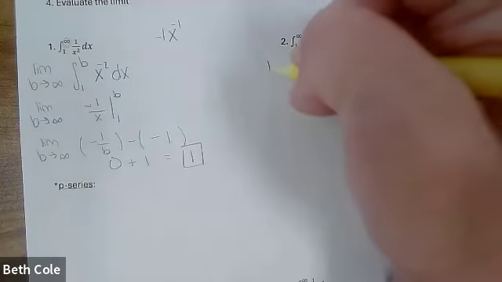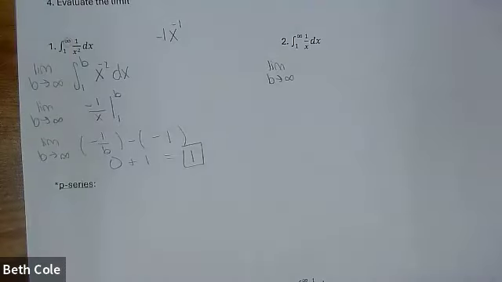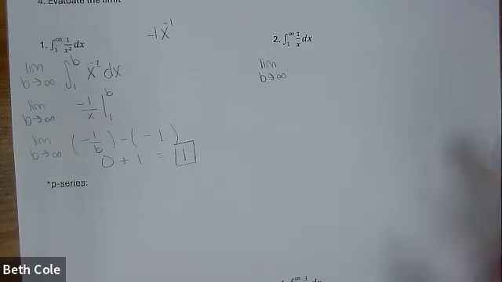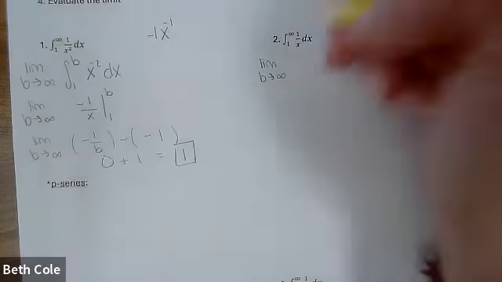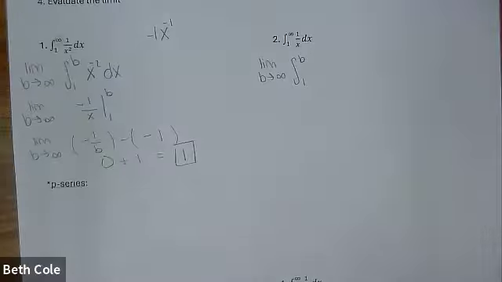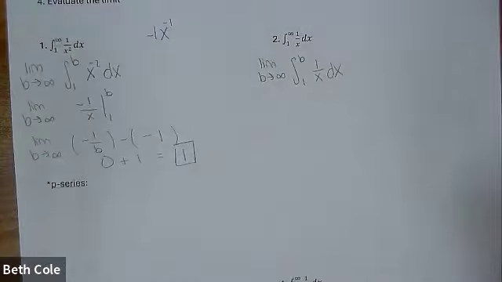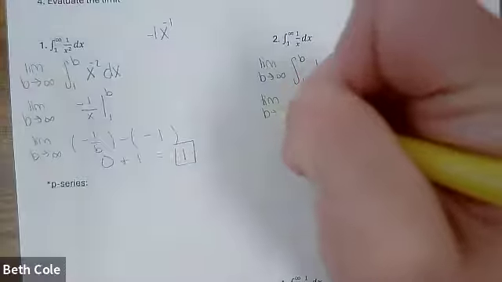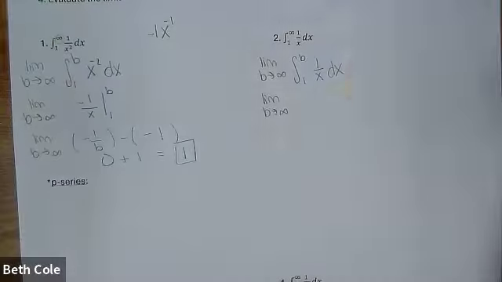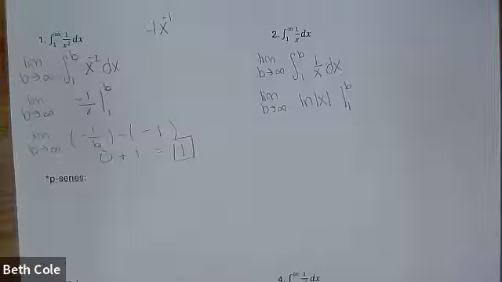Let's try it again. Limit as b goes to infinity of the integral from 1 to b. Again, we usually use b for the upper boundary and a for the lower boundary. You could use q if you want, but just try to stick with a and b. I'm going to leave this one as 1 over x. 1 over x is a specific pattern. What is your antiderivative? It is ln. So, limit of ln of x such that 1 to b.